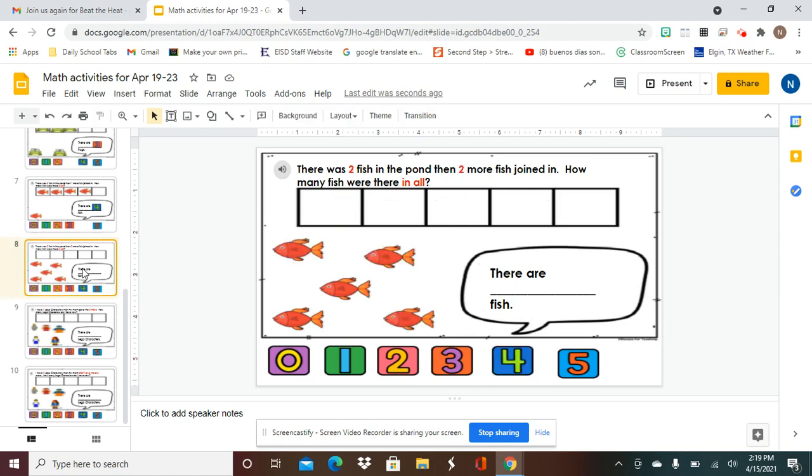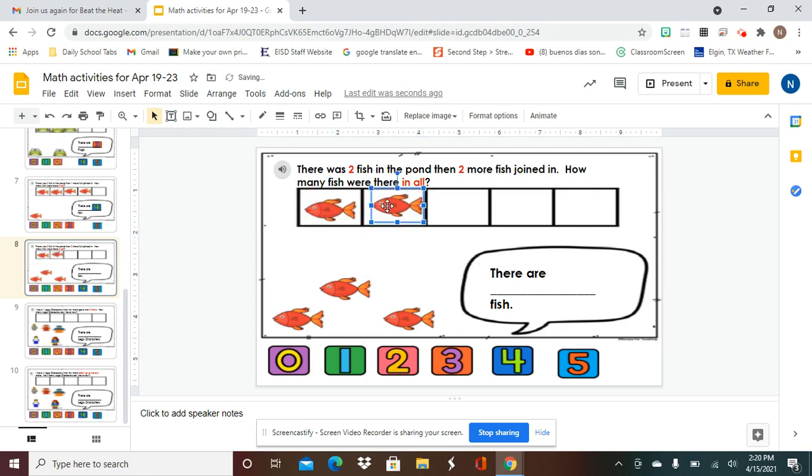I'm going to read it first and then we'll start moving the fish. There were 2 fish in the pond. Then 2 more joined in. How many fish were there in all? Okay, so let's start. There were 2 fish in the pond first, 2 of them, 1 and 2.